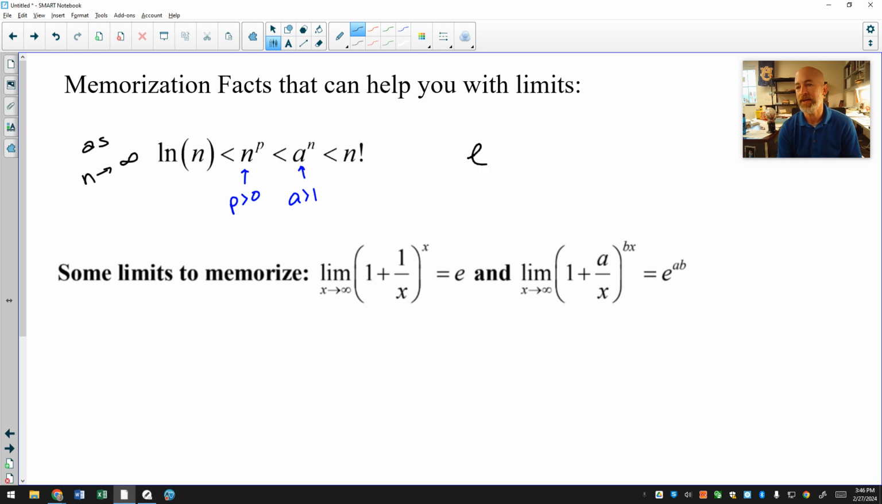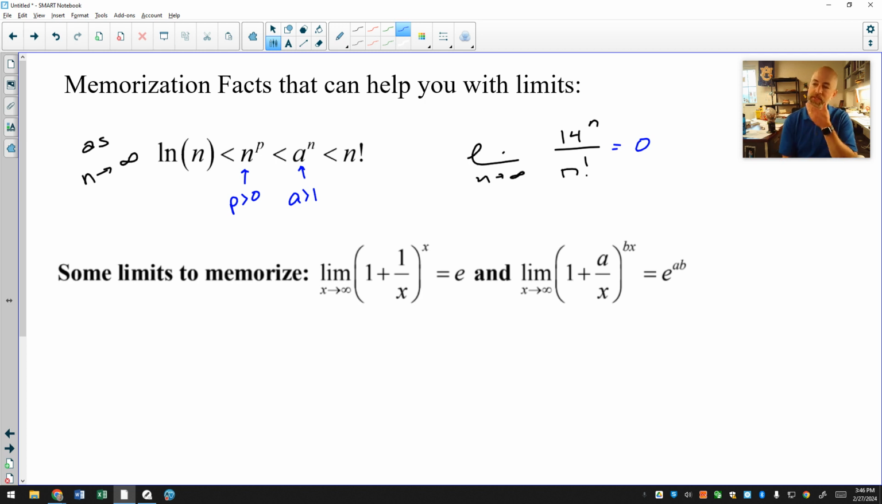So if I have a limit as n goes to infinity of 14 to the n power over n factorial, well, I know 14 to the n power is pretty powerful, but a factorial will destroy that. That's a very bottom-heavy fraction. That's going to go to 0.